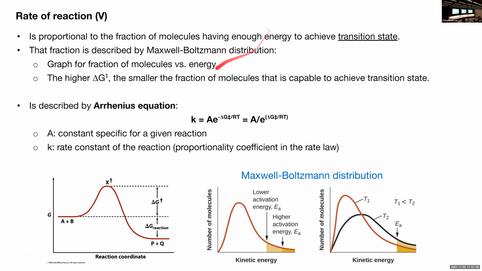And when you take this Arrhenius equation into consideration, the bigger delta G double dagger is in the exponential, but with the negative sign. So the bigger the delta G double dagger, the smaller the k value. And when you have a smaller k value, you have a smaller v, and that means a slower reaction. Does that make sense to everybody?